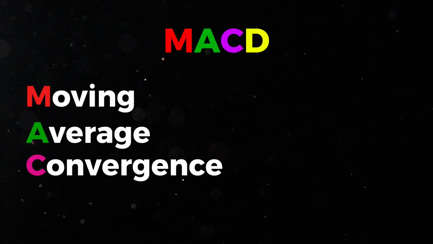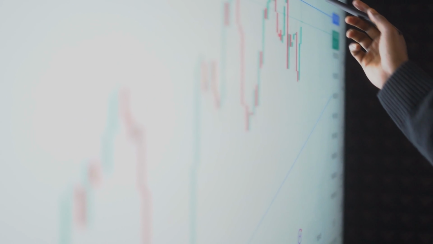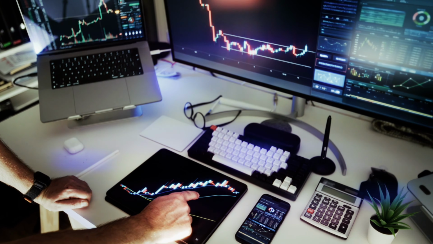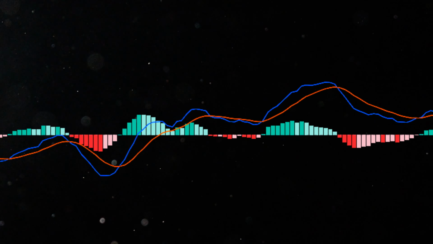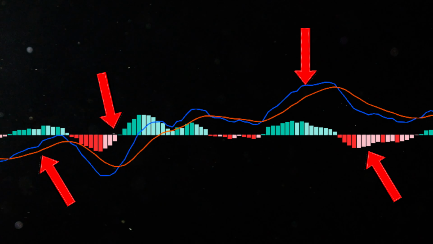The MACD, or the moving average convergence divergence, sounds complicated, but it's not. It's basically an indicator that uses moving averages to track momentum in a market, and it's pretty good at doing it. But before I show you how to use it, you need to know what you're actually looking at, because if you don't understand the four components, the rest of this won't click for you.